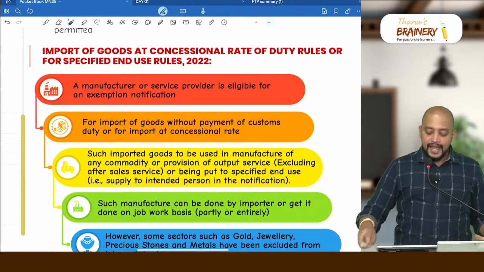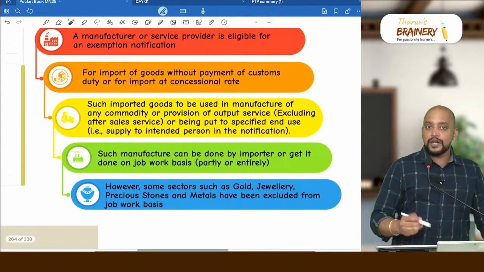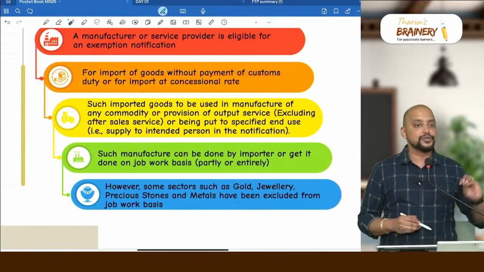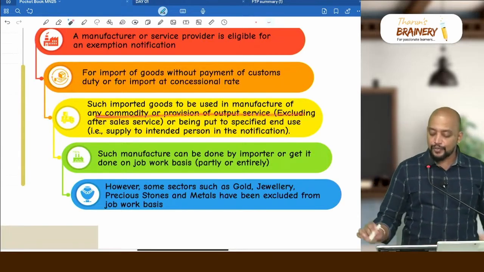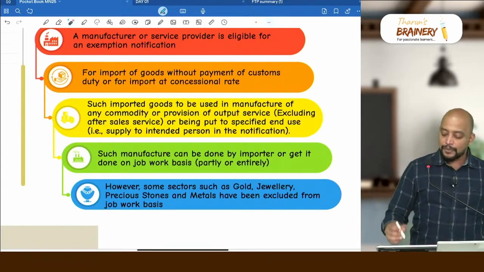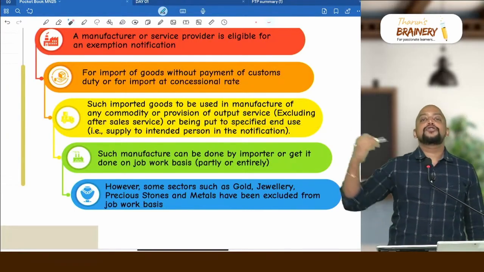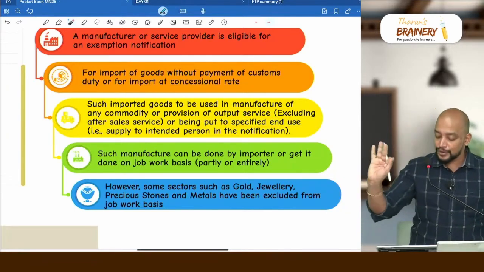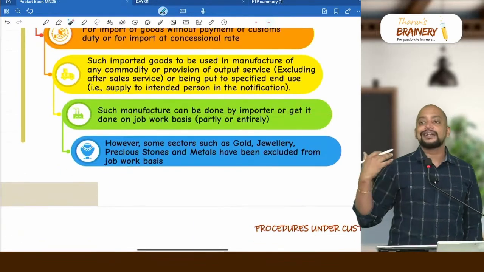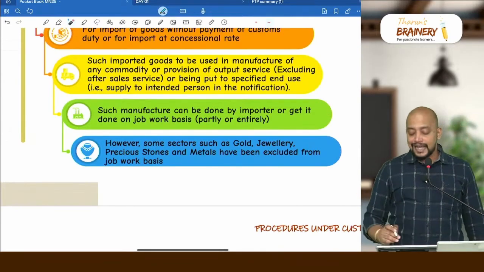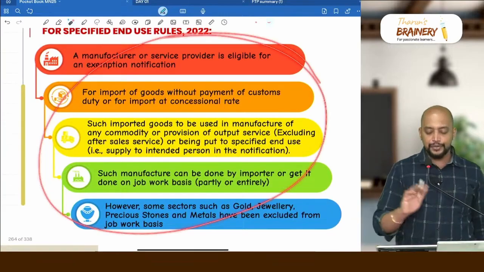See the first point, a manufacturer or a service provider is eligible for an exemption notification. For what purpose? To import the goods without payment of customs duty or to import at concessional rate. That imported goods should be used in manufacture of any commodity or provision of any output service, except after sale service, supplied to a specified end use recipient. Just remember these 3 examples. That person who is manufacturing can do it on his own, or he can get it done on job work basis. However, in case of certain sectors like gold, jewelry, etc., job work is not possible. This is the background of these rules.